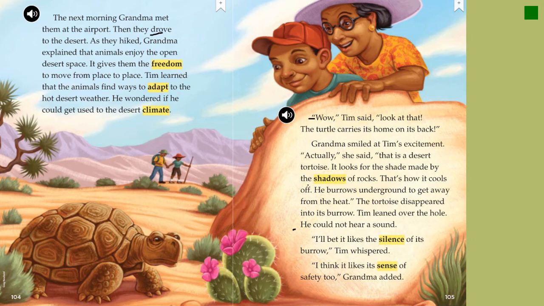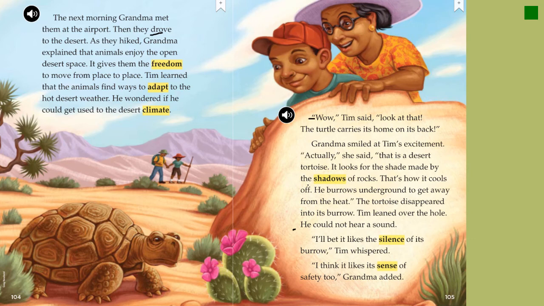Let's continue our reading. As they hiked, Grandma explained that animals enjoy the open desert space. It gives them the freedom to move from place to place. Tim learned that the animals find ways to adapt to the hot desert weather. He wondered if he could get used to the desert climate.